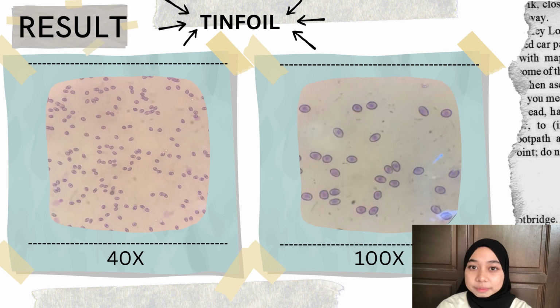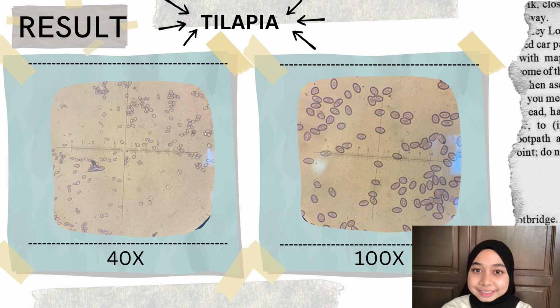So I will talk about my part, which is the result of this lab. Here are the results from the blood smear of tinfoil under microscope using 40 magnification and 100 magnification. Here are the results from the blood smear of tilapia under microscope using 40 magnification and 100 magnification.